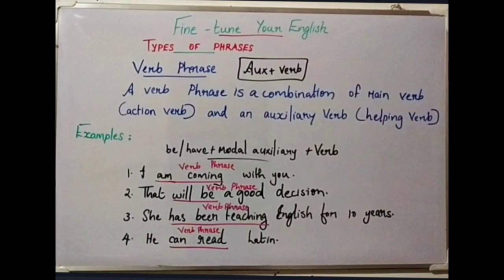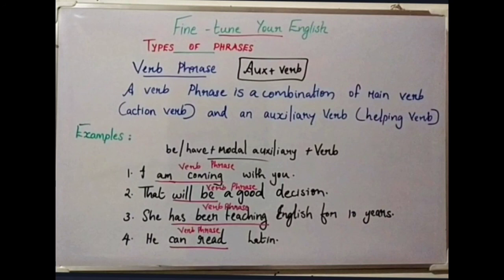Then see the second example. That will be a good decision. Here will be is the verb phrase, and will is the auxiliary and be is the verb. So will, the modal auxiliary, plus verb form be. Then third one, she has been teaching English for 10 years. Here has is the auxiliary and been is V3. Then teaching is the ing form of the verb. So have auxiliary has, then been plus teaching. It is also a combination of auxiliary plus verb.